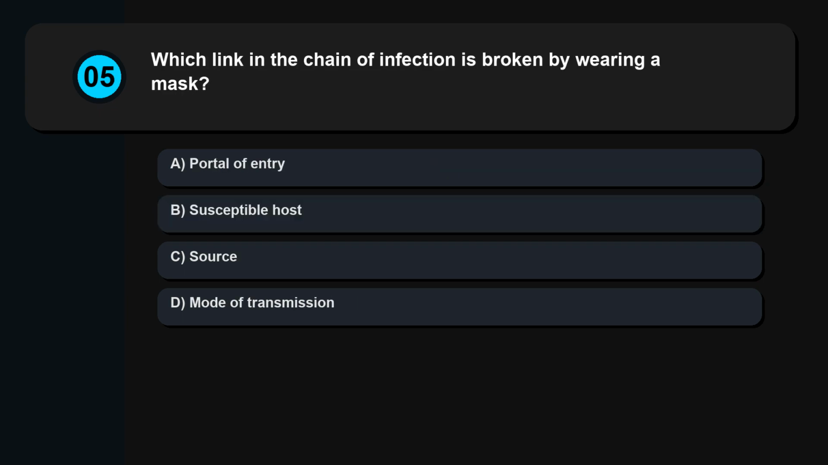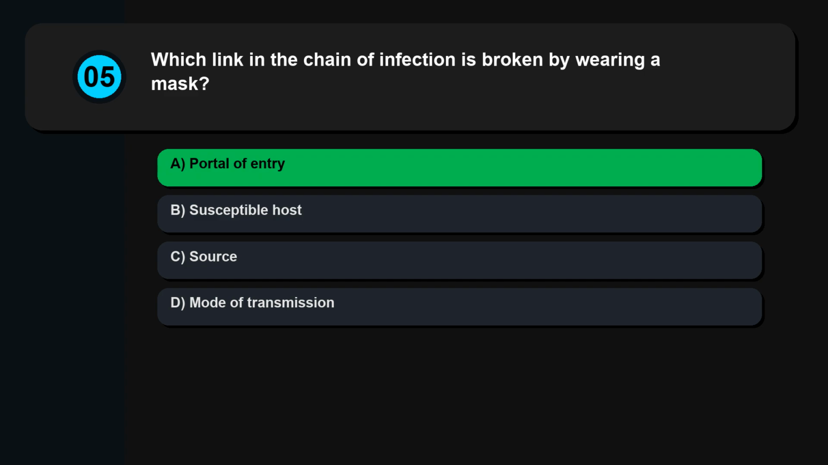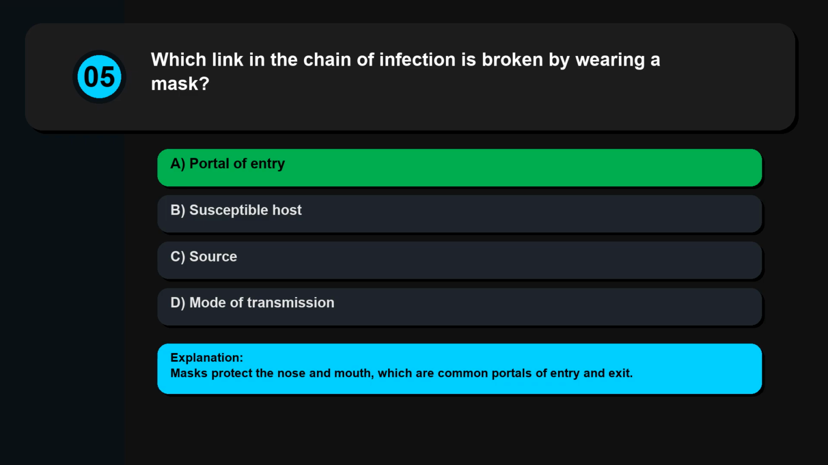Question 5. Which link in the chain of infection is broken by wearing a mask? Portal of entry. Susceptible host. Source. Mode of transmission. Masks protect the nose and mouth, which are common portals of entry and exit.